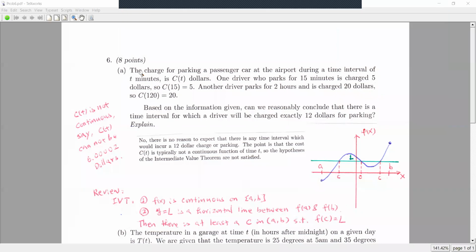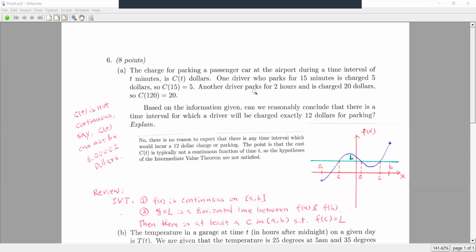Now, part A. The charge for parking a passenger car at the airport during a time interval of t minutes is C(t) dollars. One driver who parks for 15 minutes is charged $5. So C(15) is 5. Let me use this diagram. Now, the point a is 15. The function value at a is 5.